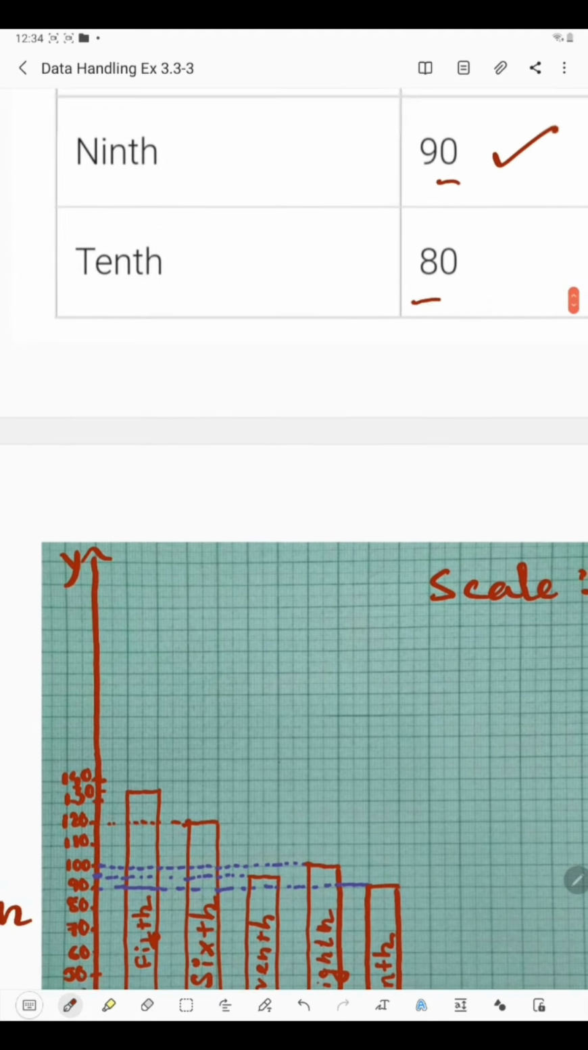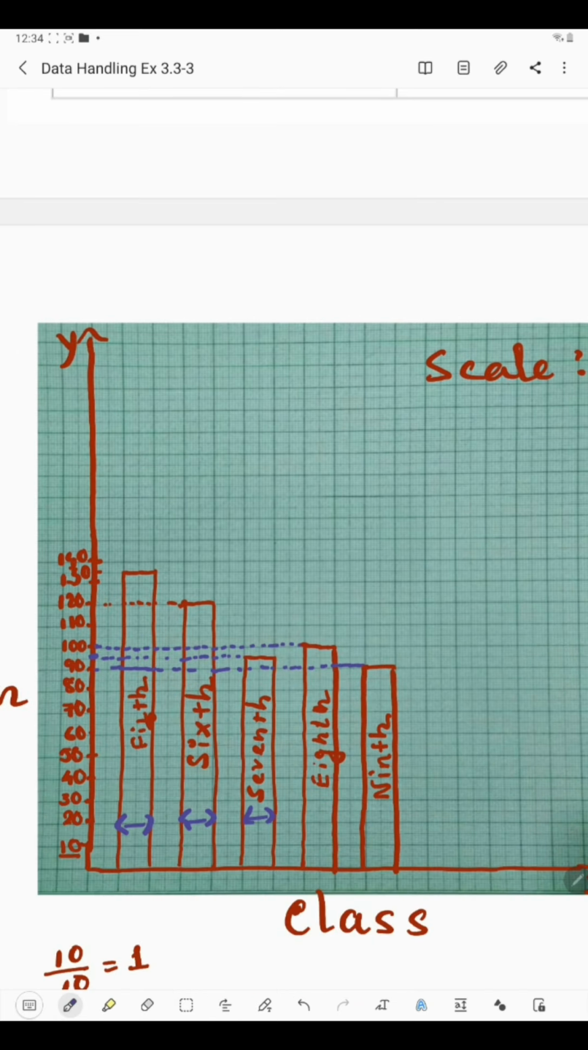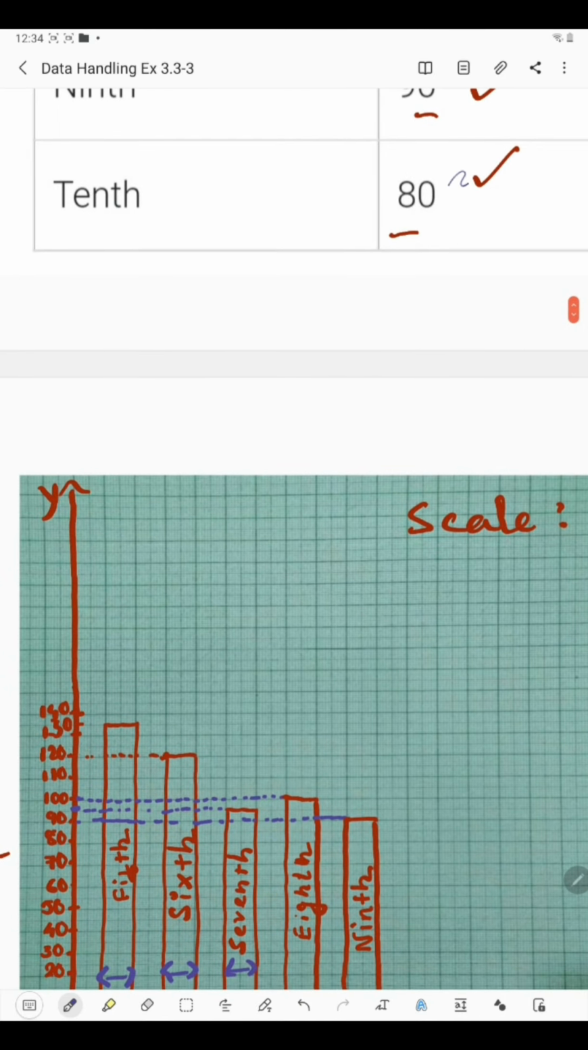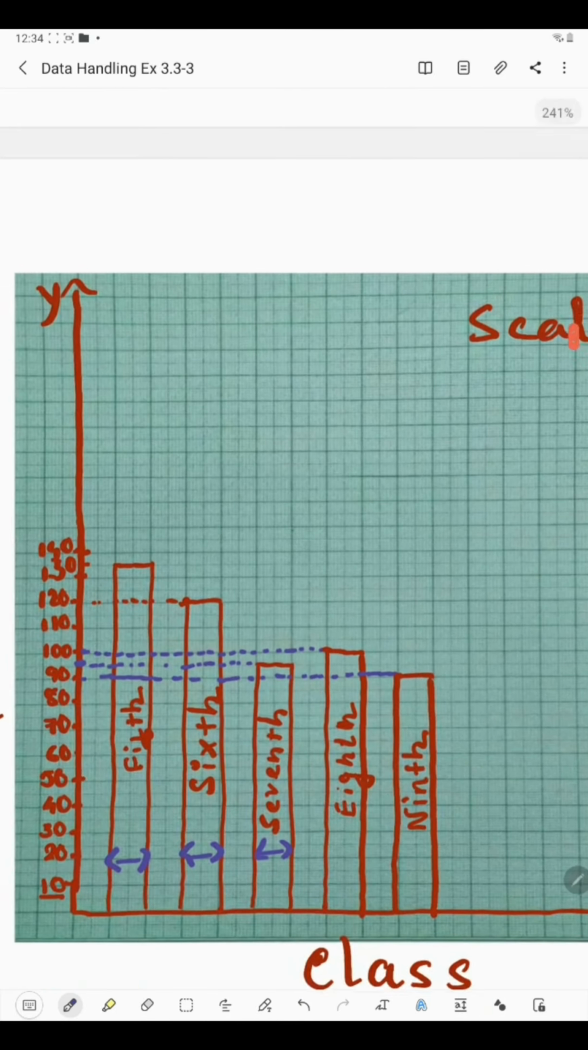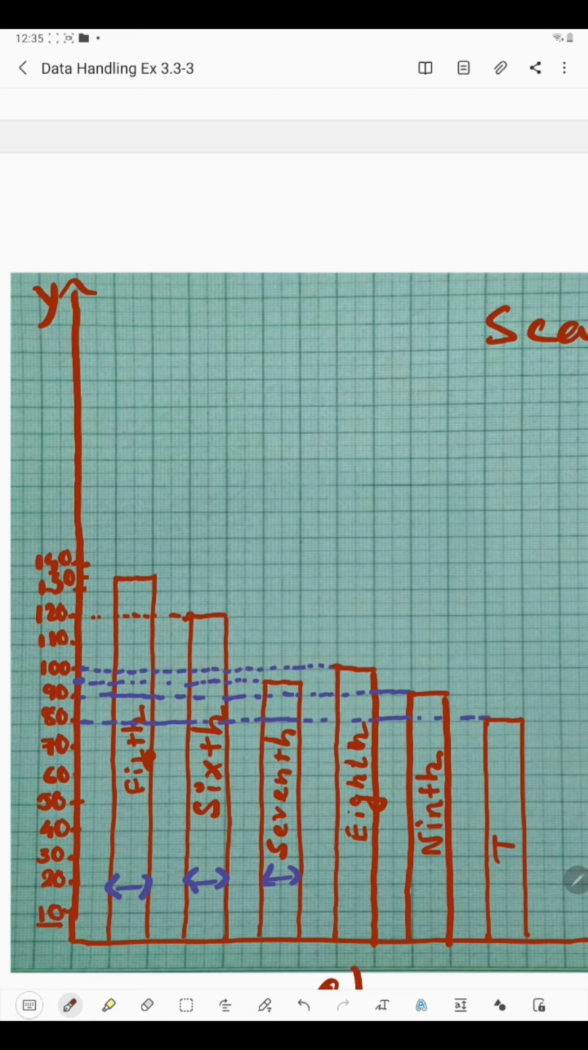Okay. Now coming to last one, which is 80 in class 10th. See, in class 10 80 number of students is there. Now where is 80? Here is 80. So again we will leave the box and we will draw the bar. So it's up to this. So this bar represents the number of students in 10th class. Okay.